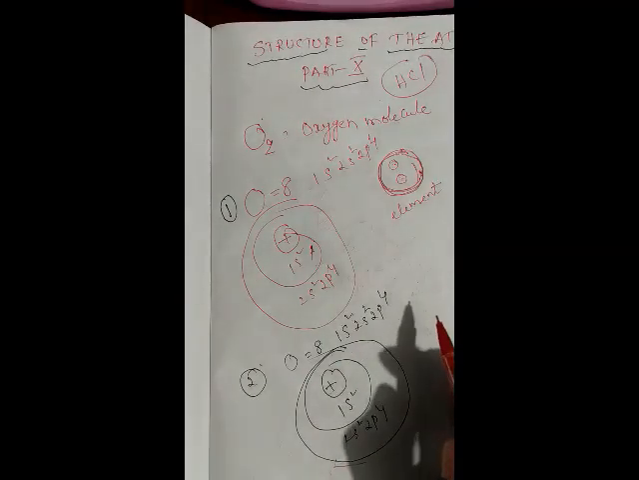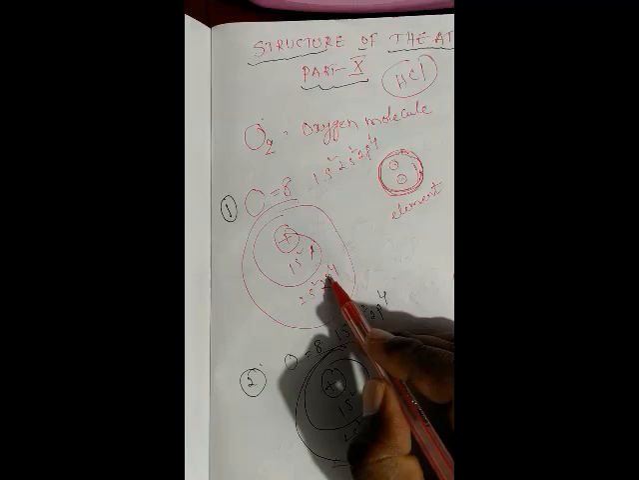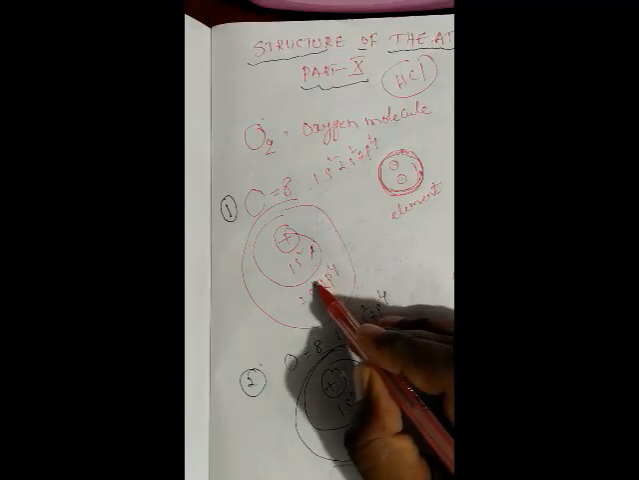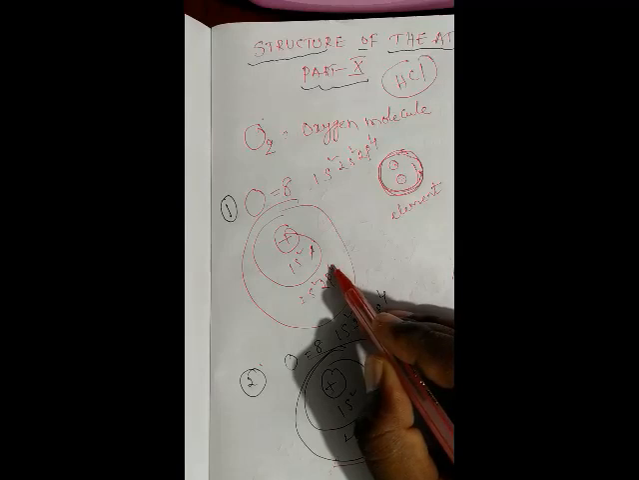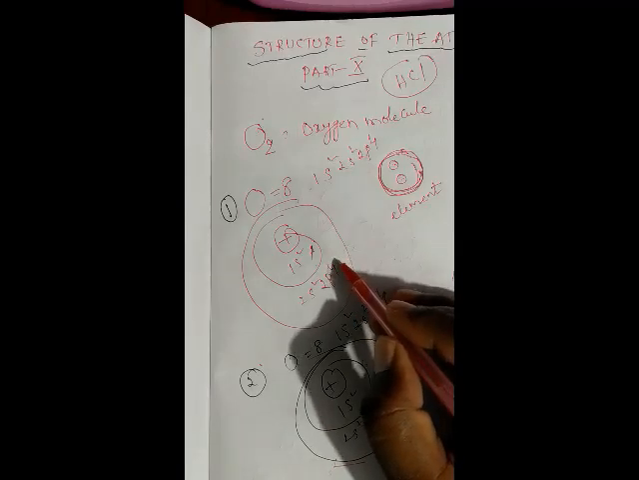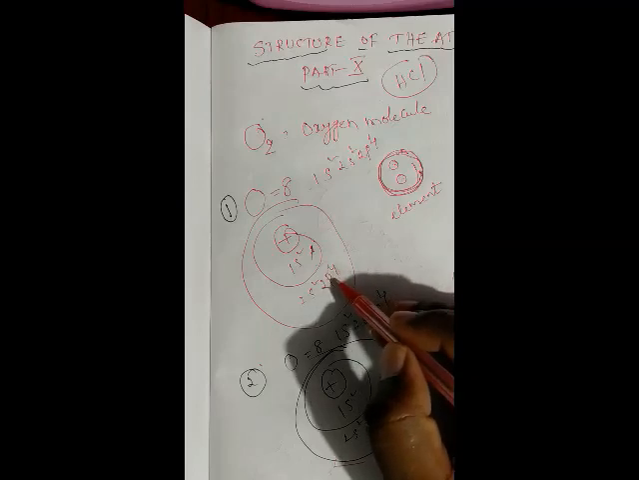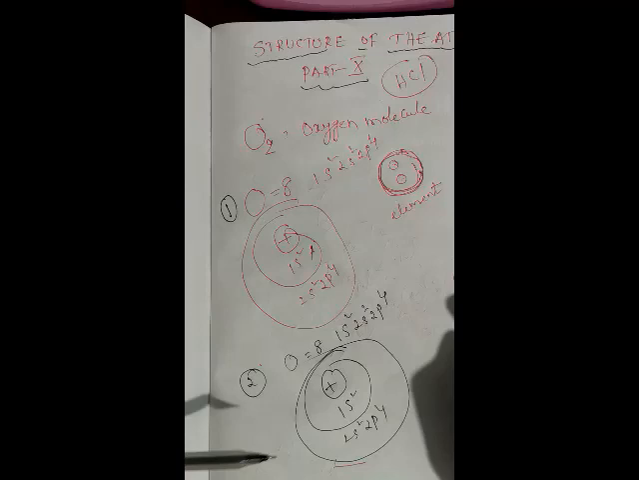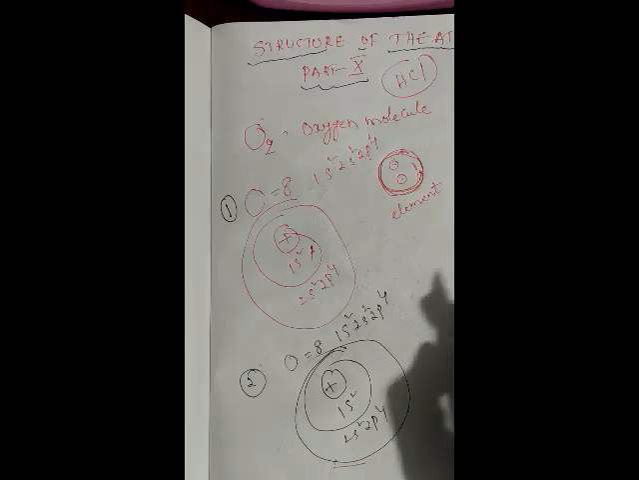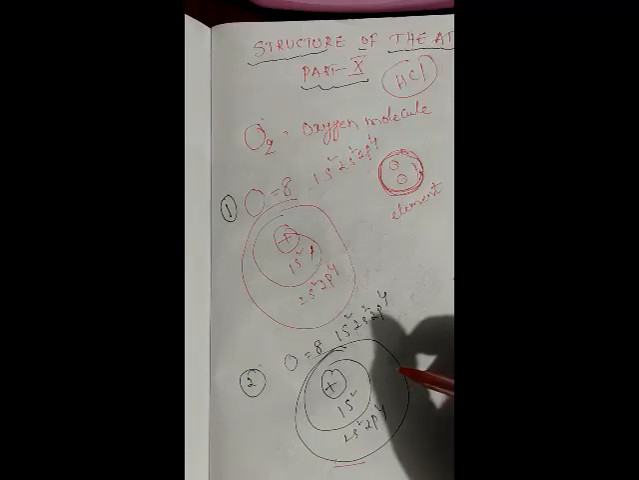See here, if you observe the first oxygen atom, in the outermost orbit 2 plus 4, 6 electrons are present. It does not contain 8 electrons in the outermost orbit, so that's why this is unstable. Now we want to convert this into a stable atom. Like that, in the second oxygen atom the outermost orbit, the second orbit, has 2 plus 4, 6 electrons. It also does not contain 8 electrons, so this one is unstable. Now we want to convert this into a stable atom.